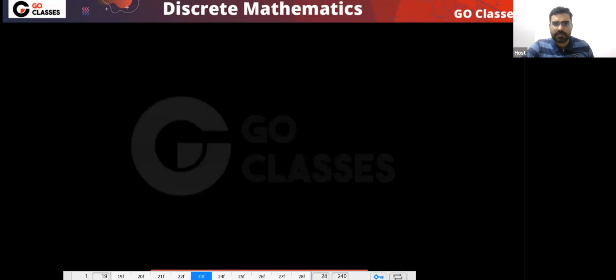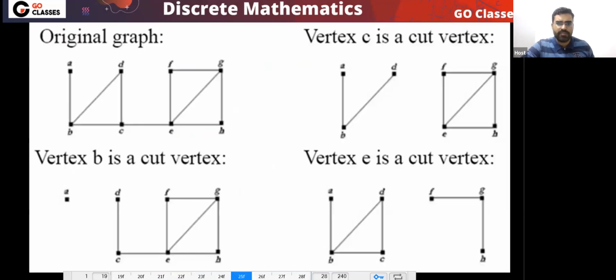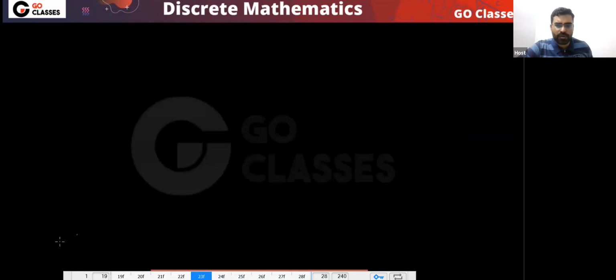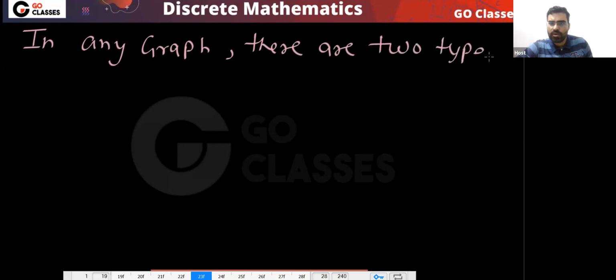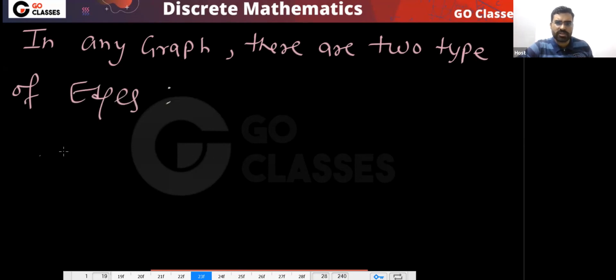Now remember one thing. Anyway, this is another example. But before that, do you remember what I told you in the planar graph concept? In any graph there are 2 types of edges: cycle edges and non-cycle edges.